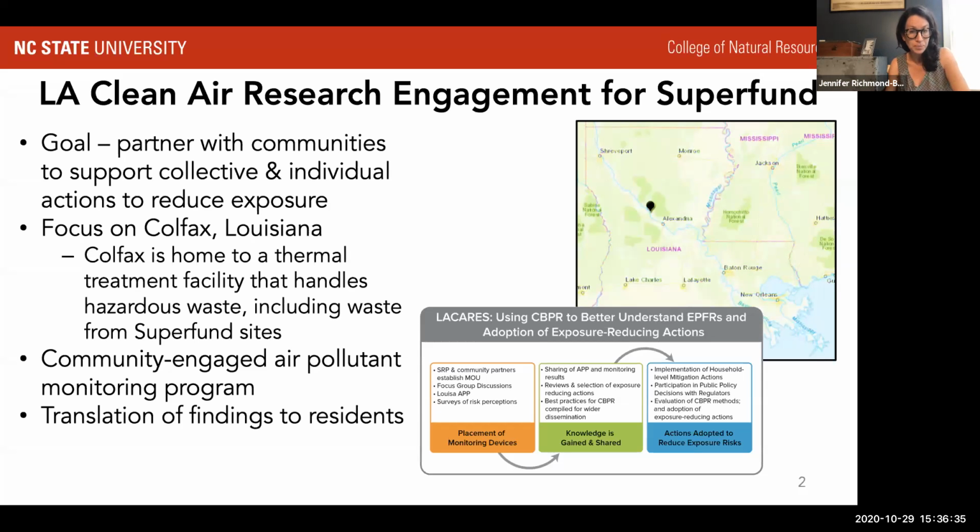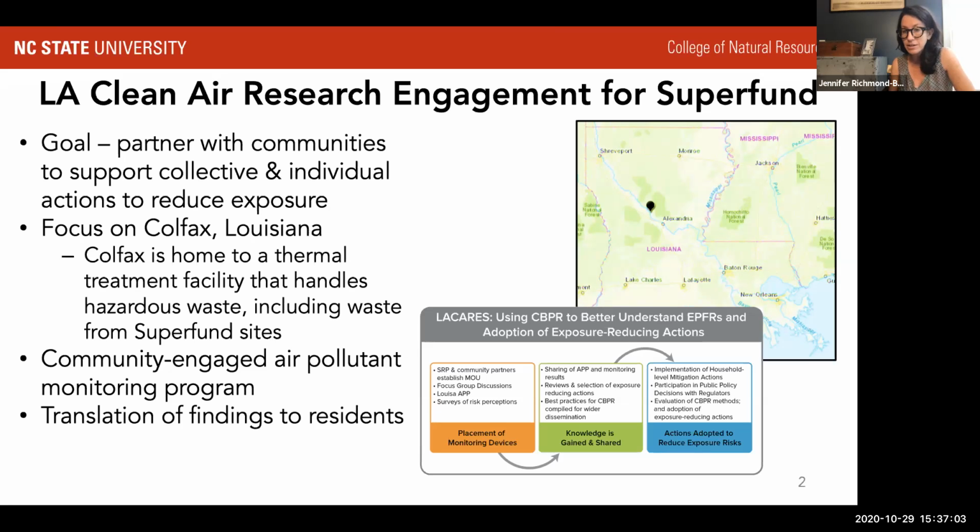So our goal for this particular study is not just to go in and measure in a community, but we wanted this to be a community engaged experience where we're benefiting from all of the insight and experience and observations of community members. And so one of our goals has been to partner with communities to support collective and individual actions that can help to reduce their exposures.